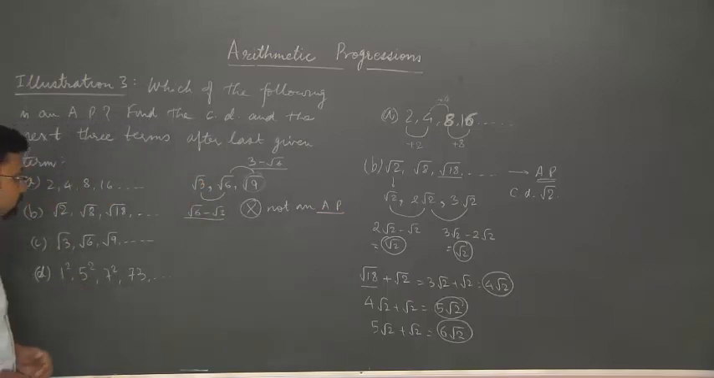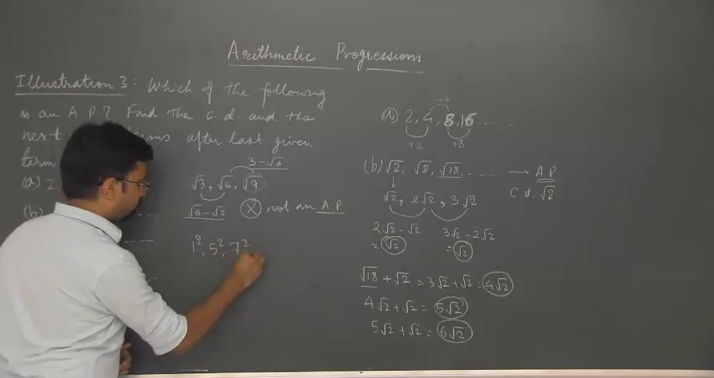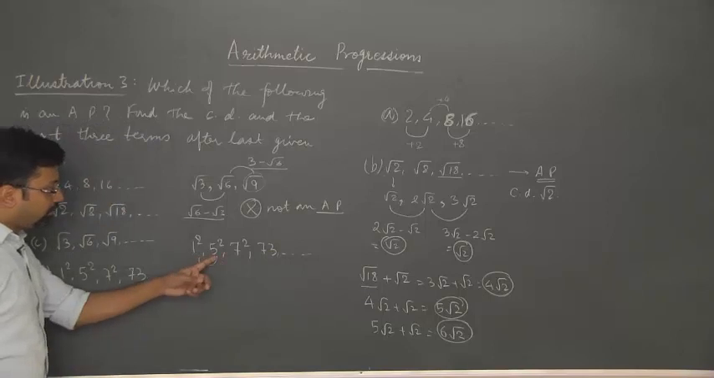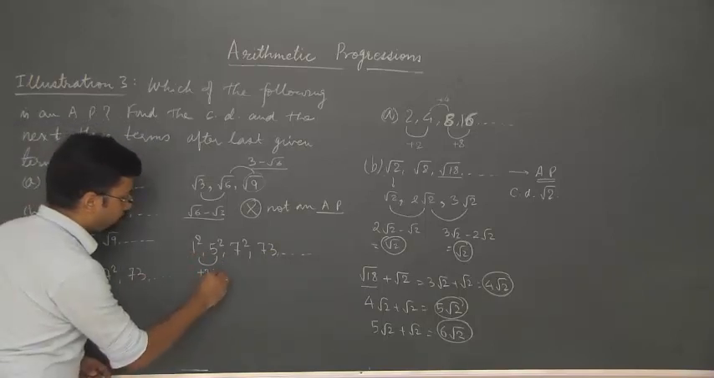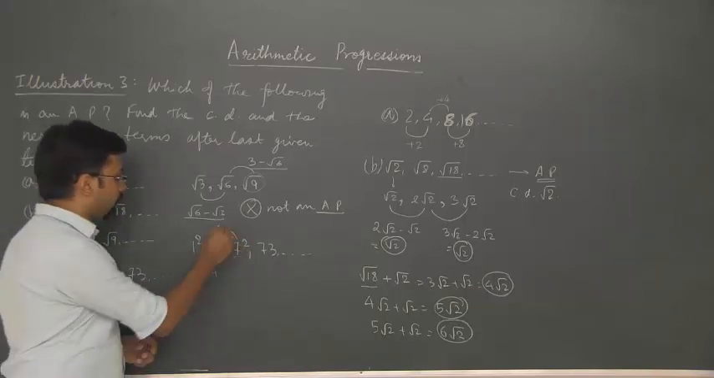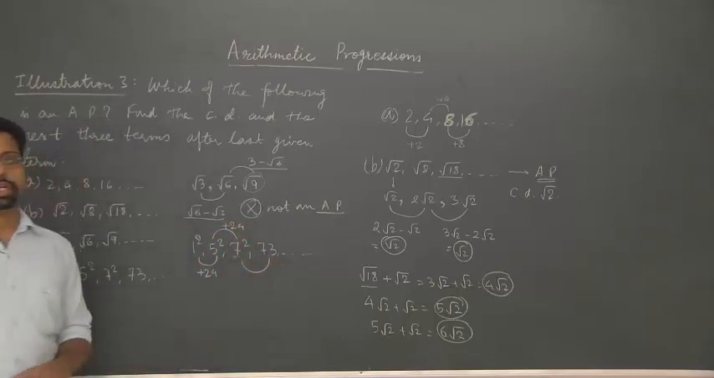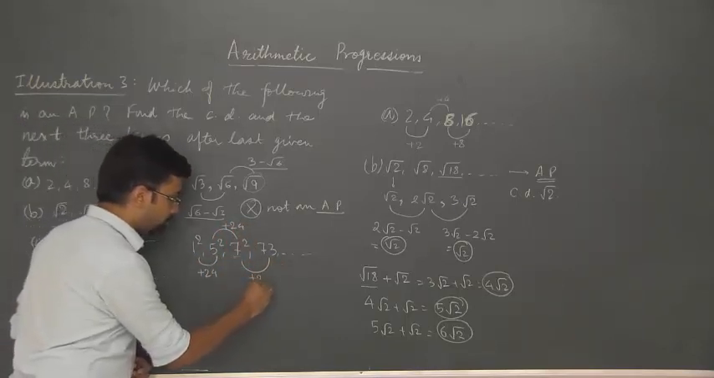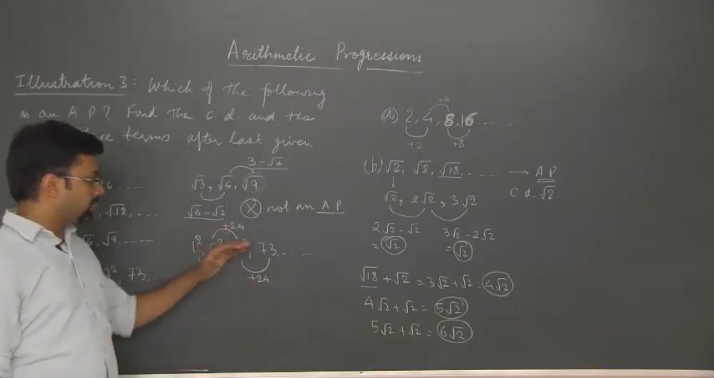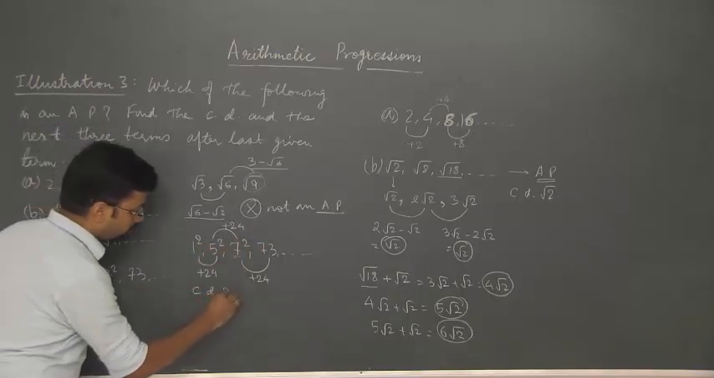Now the fourth one, 1 square, 5 square, 7 square, 73 and so on. The difference between these two, 25 minus 1, is 24. What is 7 square? 7 square is 49. So 49 minus 25 is again 24. What is 73 minus 49? It is again 24. So we observe here that the common difference remains 24. Hence this given sequence of numbers is an AP with common difference 24.